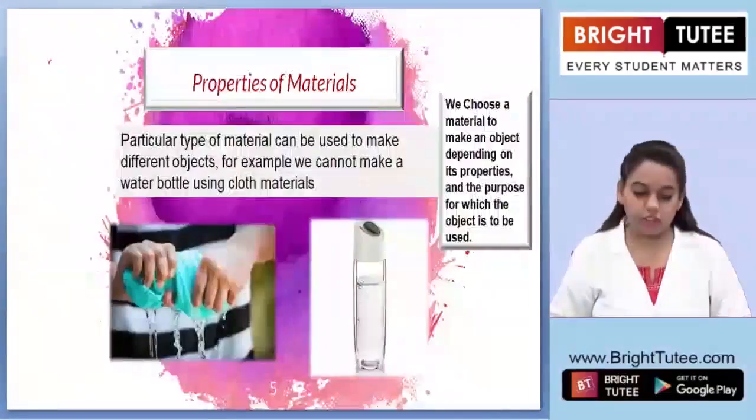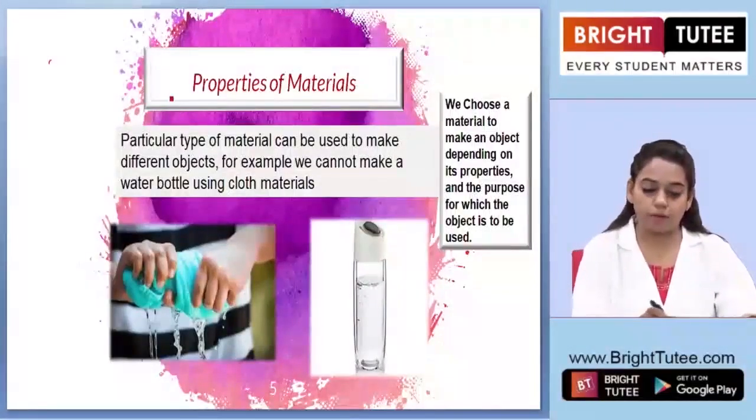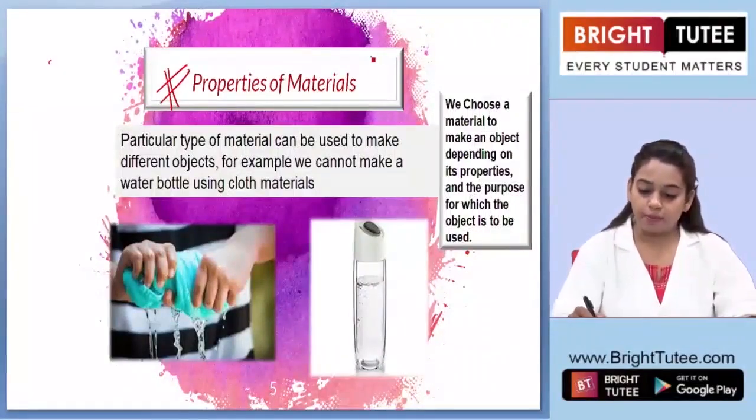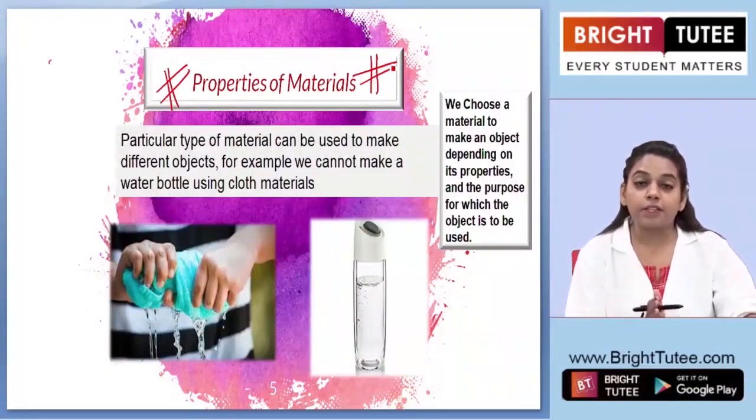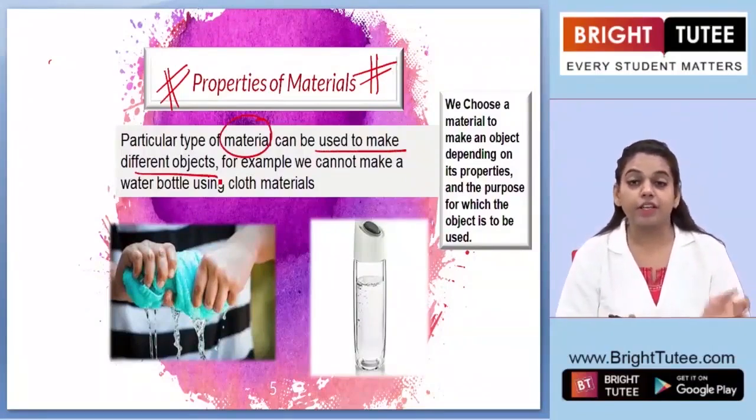In the previous session, we discussed how to classify objects based on the material used to make them. Now we will move ahead with the chapter and discuss the properties of materials, because a particular type of material can be used to make different objects.